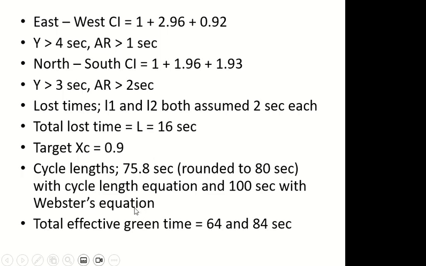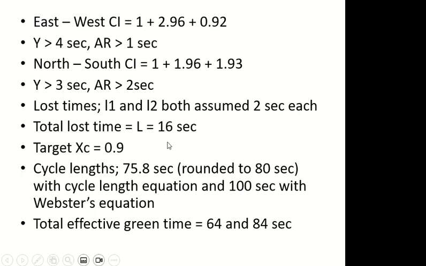Anyways, so moving on, now we have two cycle lengths. We will use both of them. In this question, they are using both of them for the rest of the calculations. So my cycle length is now 80 and 100. Forget about the actual value. Now we have 80 and 100.